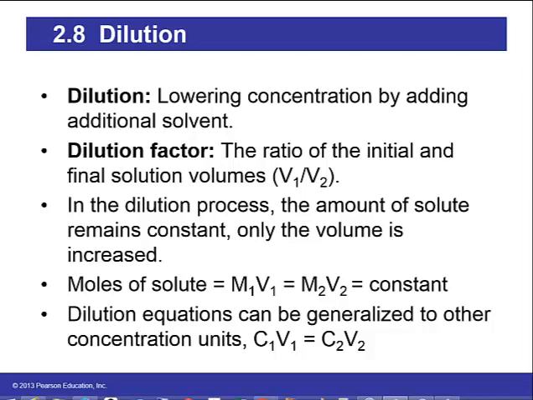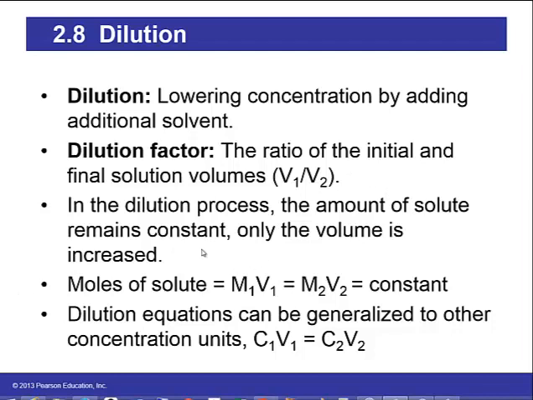Alright, so the next important skill for talking about our solutions is being able to make a dilution and being able to make that dilution into a known concentration. If we make a dilution, we're essentially lowering the concentration of that solution by adding more solvent to that solution. So the ratio of the initial and the final solution volumes can be written as volume 1 being the initial and volume 2 being the final volume.